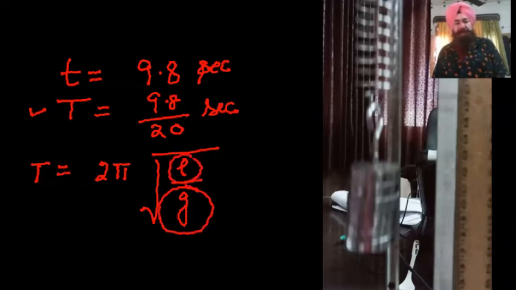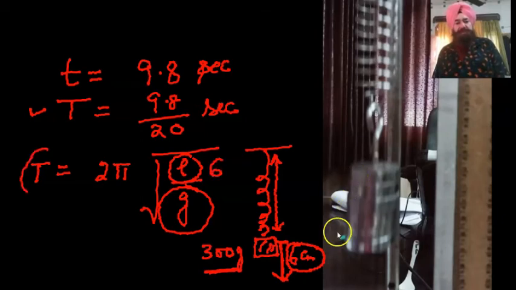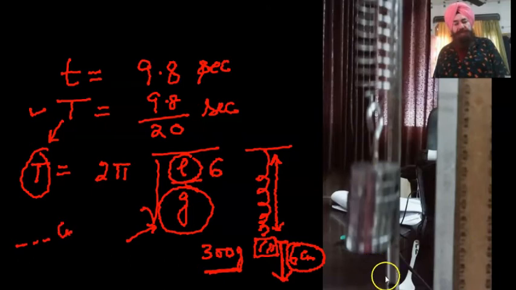What is L? This was the spring with some original length, but when you attach the 300 gram mass, there will be an extension of the spring, and if you go back, this extension is 6 centimeter. For 300 gram, the extension is 6 centimeter. Substituting 6 for L and T here, find the value of g. It comes out in centimeter per second square. Calculate this value and write it to me in the description box.